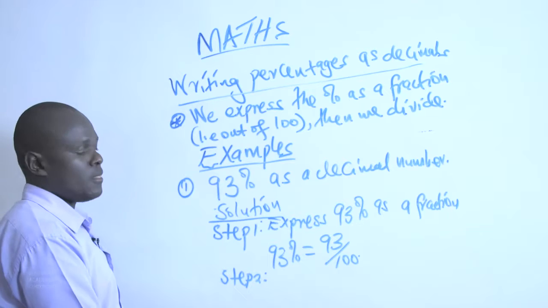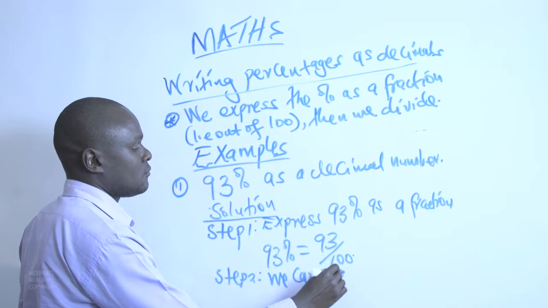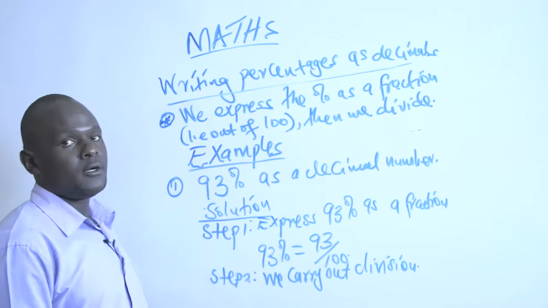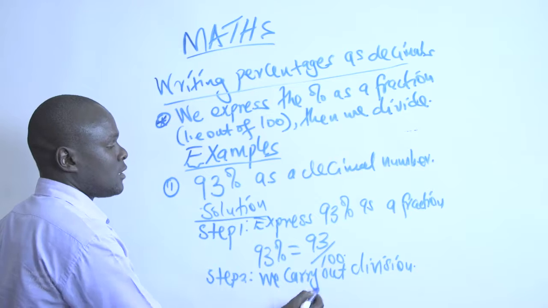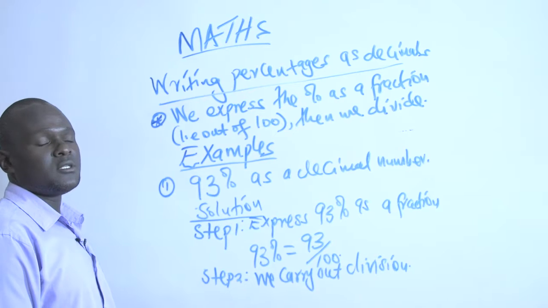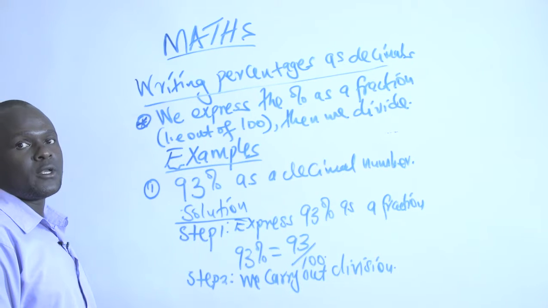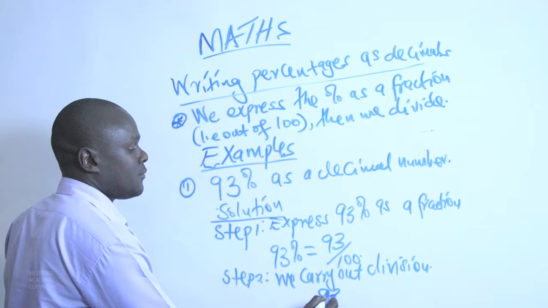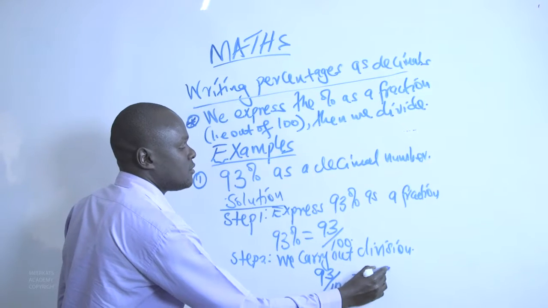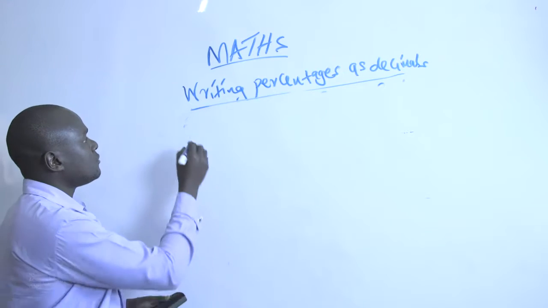Then the second step, we carry out division. And this division, it is important to note that it is the same as moving the decimal point 2 places to the left. That is 93 divided by 100 will give us 0.93. Let us now look at another example.